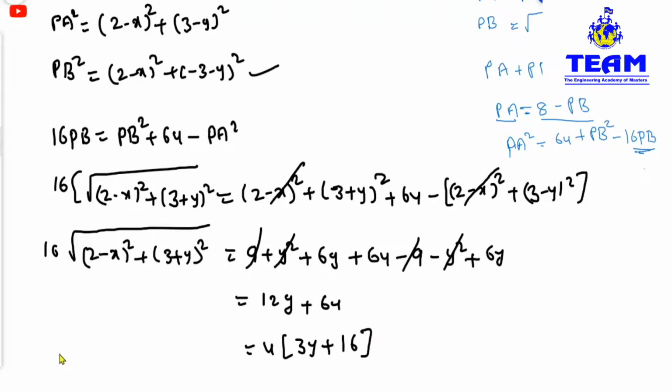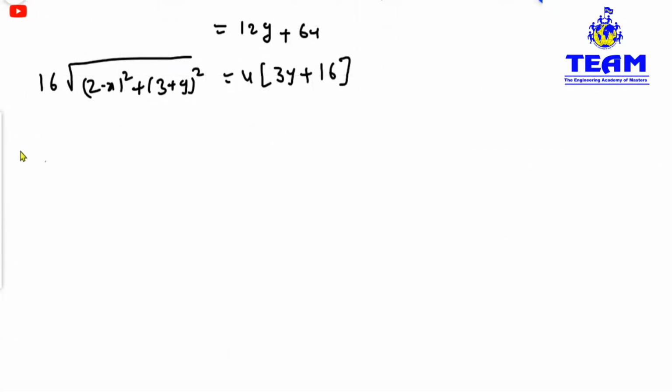What here you have? 16 times of square root of 2 minus x whole square plus 3 plus y whole square. Now again you need to simplify this, friends. Now 4 ones are 4, 4 fours are 16. Now squaring on both sides. If you are squaring, then you will have 4 square is 16. Now this bracket and root is getting cancelled. Square and root getting cancelled.